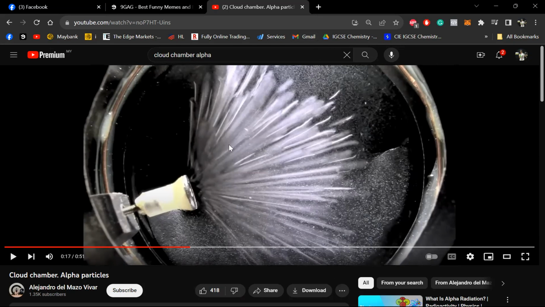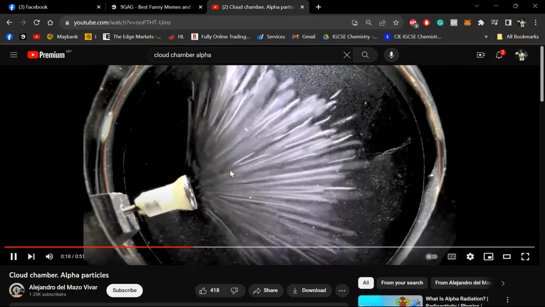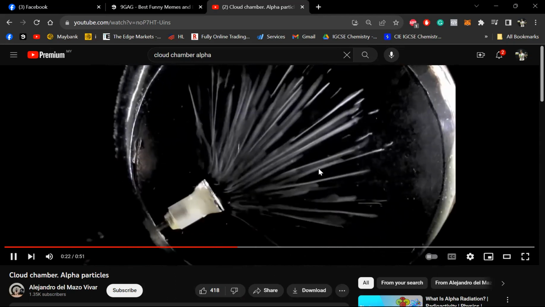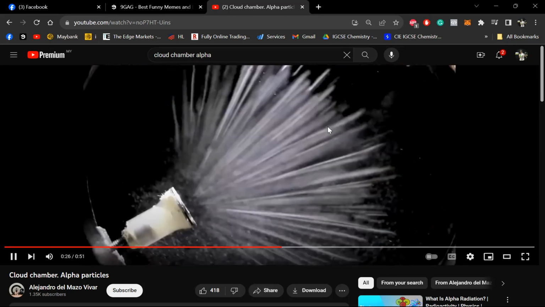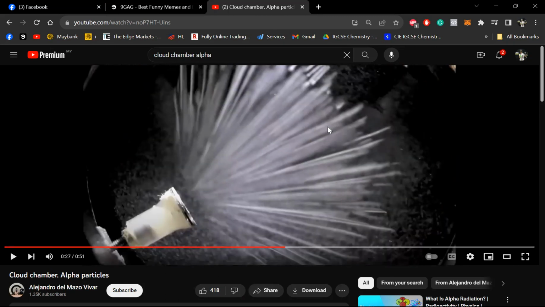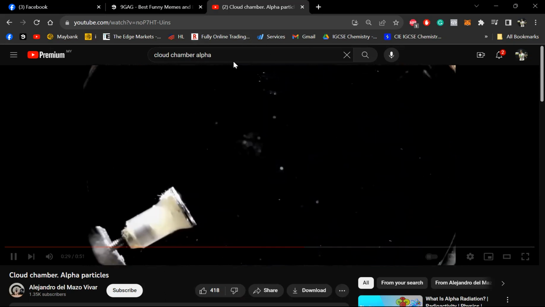Okay, so you can see that these alpha particles are being shot out by this alpha radiation source, beryllium or whatever. And this whole thing inside a Petri dish is known as a cloud chamber. It's very small, probably the size of the Petri dish. So this is what a cloud chamber looks like.